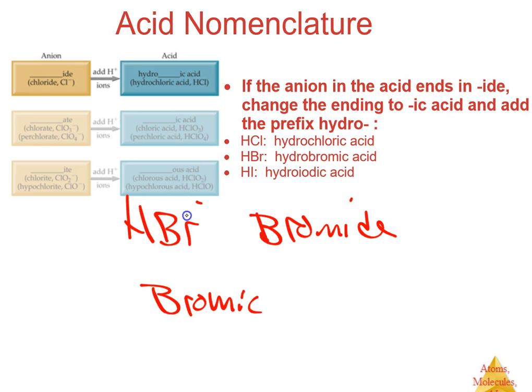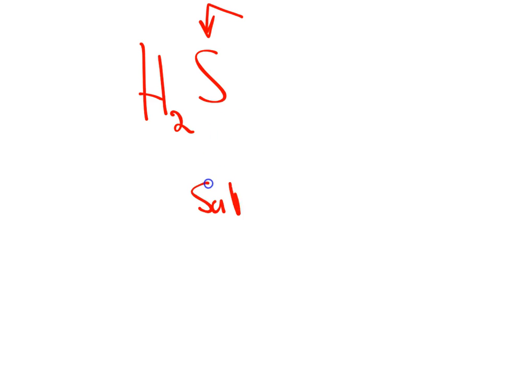Since it's just an ide, it's hydrobromic acid. One that is not on this screen would just be H2S. What's the name of just S? Sulfide. So then ide becomes ic. So sulfuric.